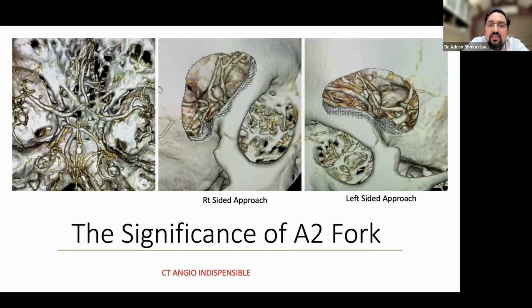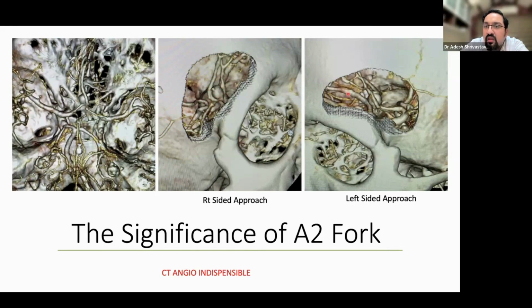So in this case, come to the second image, one can see that on a right-sided approach, both the A2s, I'll just put a cursor over here. Yeah, so the aneurysm is lying in the middle when you see it from the right side, and both the A2s are on the sides.